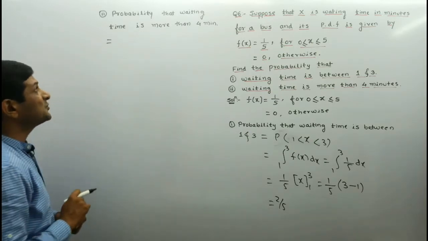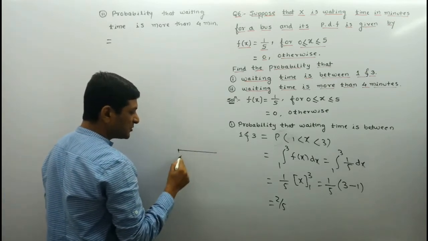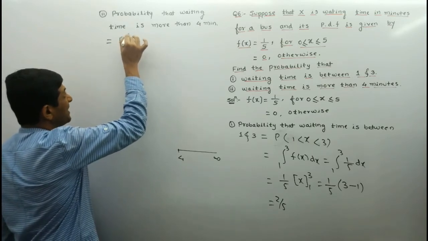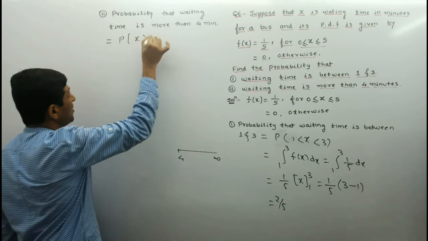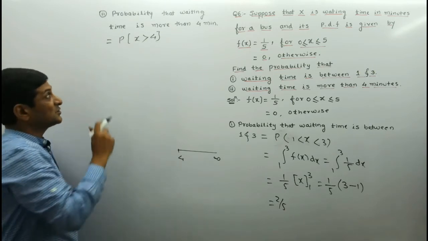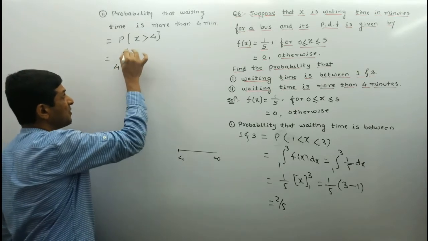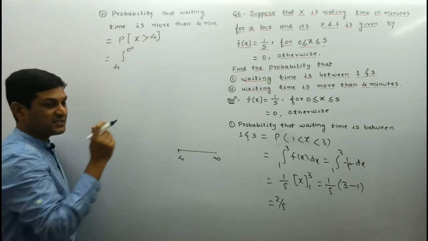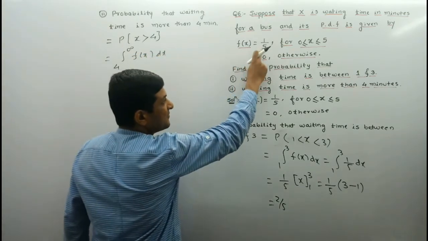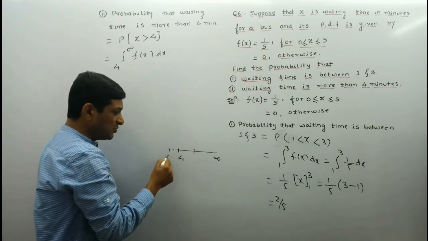Now in the second case we have to find out the probability that the waiting time is more than 4 minutes. So more than 4 minutes means what? 4 to infinity. So here we have to find out probability of x greater than 4, means value of x is more than 4. So its value will be equal to, limits are from 4 to infinity, f of x dx. But this is the value of f of x if x lies between 0 to 5, and 4 lies between what? 0 to 5.